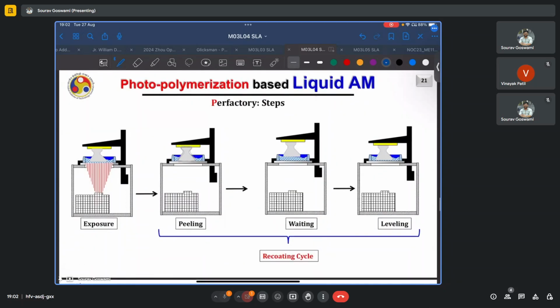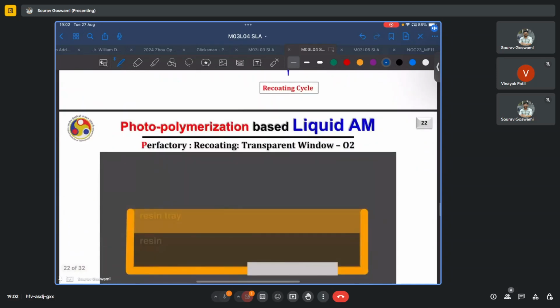Now comes the recoating cycle, which consists of peeling the previously built layer away from the transparent window, waiting for the resin to occupy this vacant space, and then leveling, or the motion of the stage down again, just to ensure that only the requisite amount of resin now remains ready for the next printing layer.